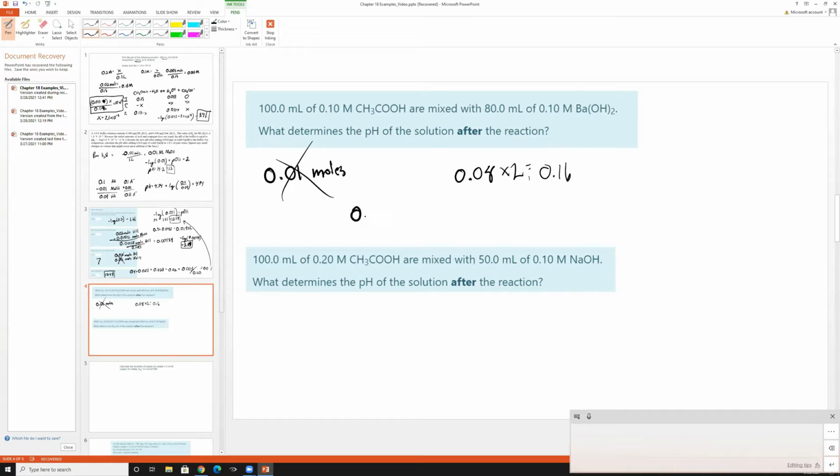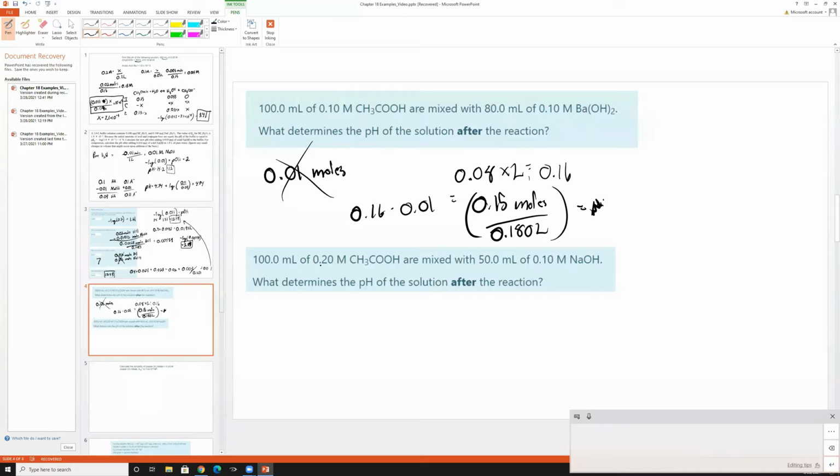So you can do 0.16 minus 0.01, which would give you 0.15. And that would be the amount of moles divided by your total liters, 0.18 liters. That gives the concentration of hydroxide in excess. And you can do the negative log of that, which will give you the pOH. Then 14 minus that negative log value will give you the pH, which I'm not going to do here, but you can solve that on your own.